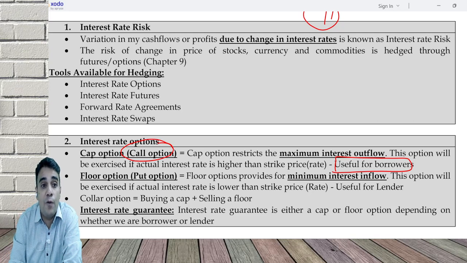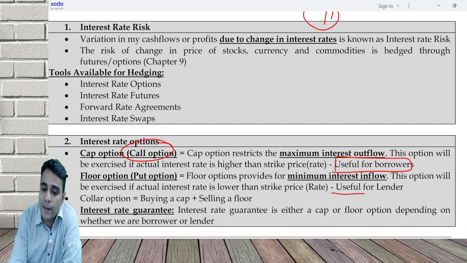Floor is useful for minimum selling price, which is minimum interest income. Who will use this? I have retired. So during retirement, I want to use a floor option so that I get minimum income. This minimum income will come through the floor option. This is useful for a lender.